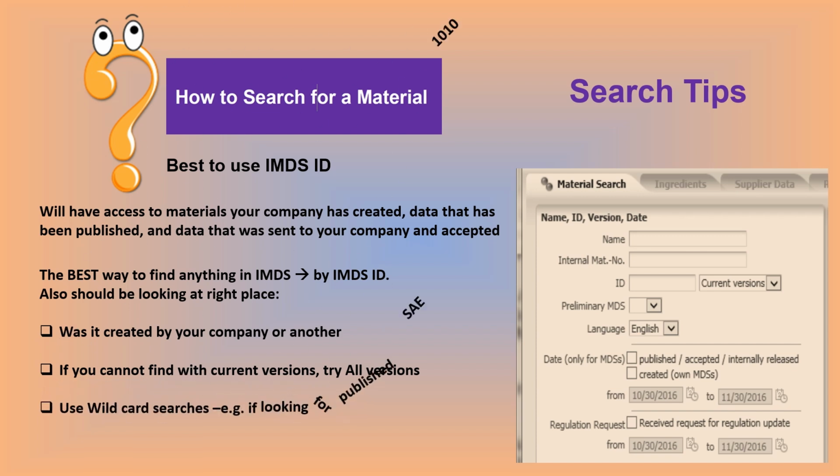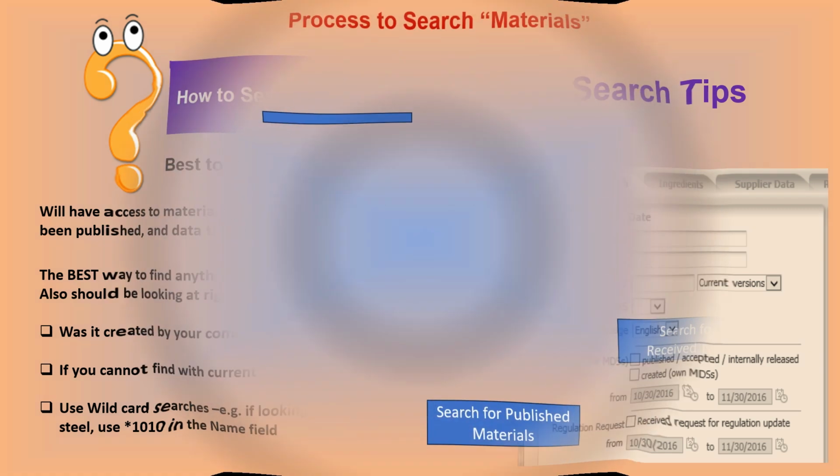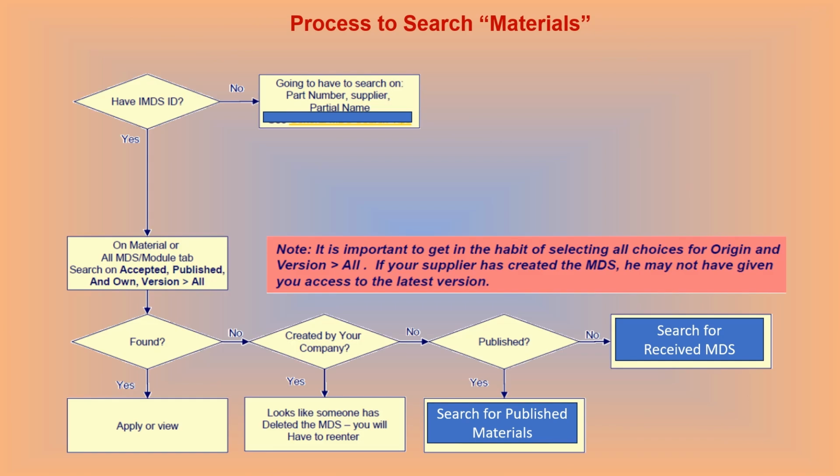Useful tips. Was it created by your company or other? If not able to find with current version, try all versions. Use wide searches. For example, search 1010 in the name field for searching SAE 1010. A flow chart explaining the process of searching materials is displayed. This chart is self-explanatory, hence no need of any explanation.